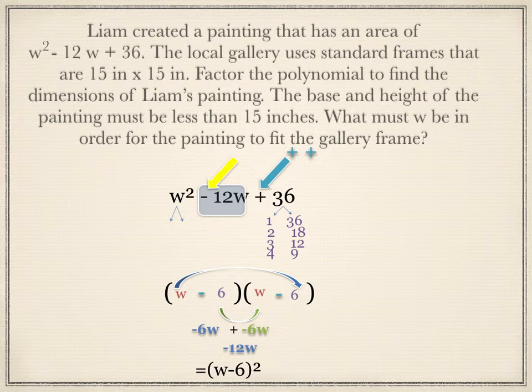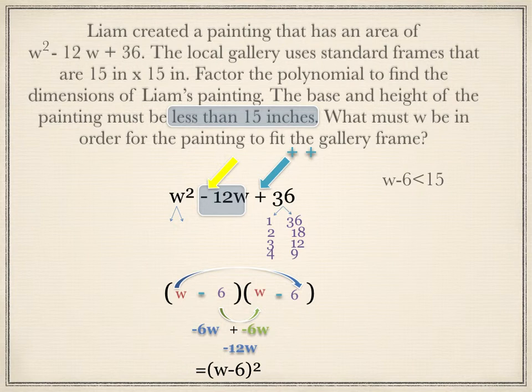Now there's a second part of the problem. That's not actually what we're looking for. So we know our base and our height is w minus 6 and our height is w minus 6. So we know that it has to be less than 15 inches. So we're going to write w minus 6 is less than 15 inches because that's what we need our painting to be.